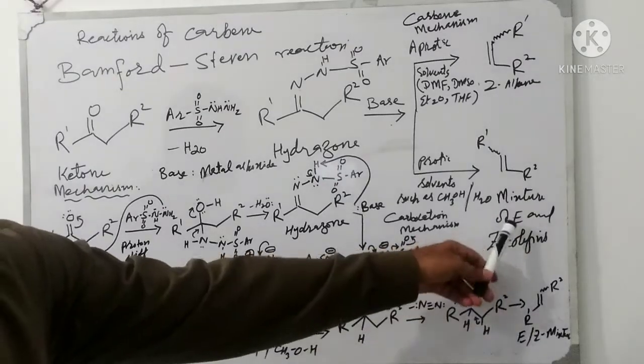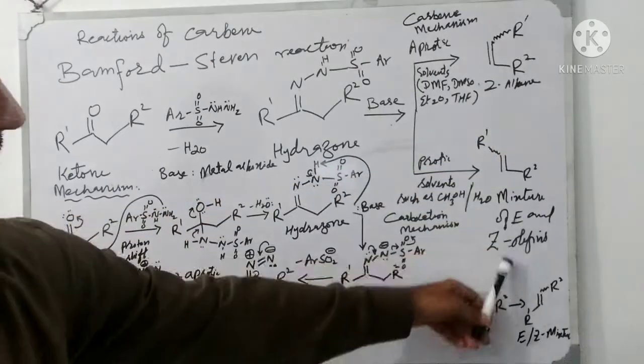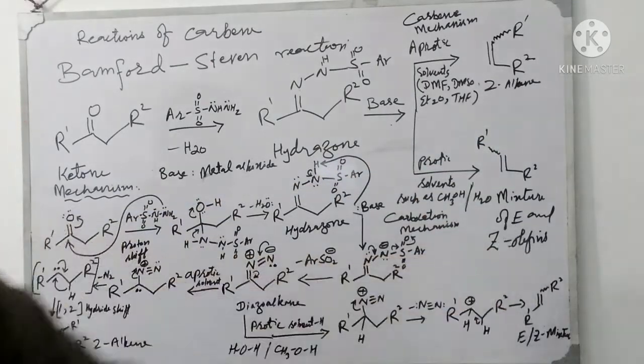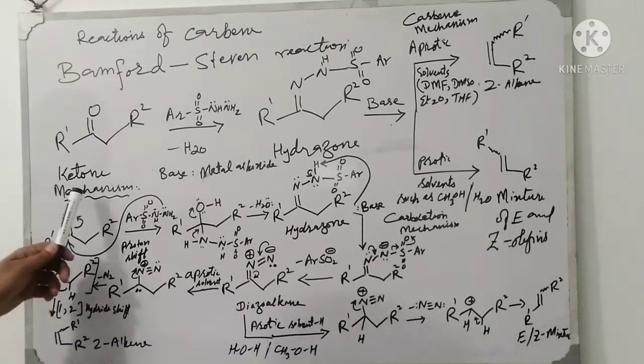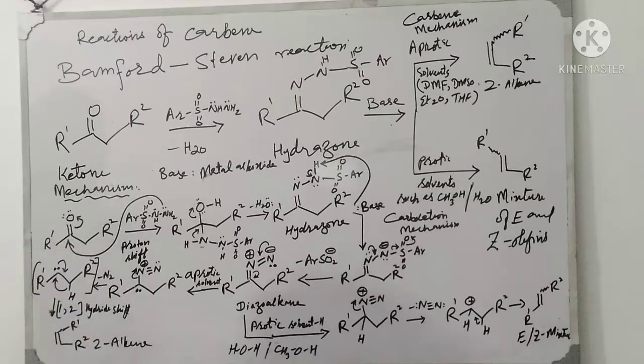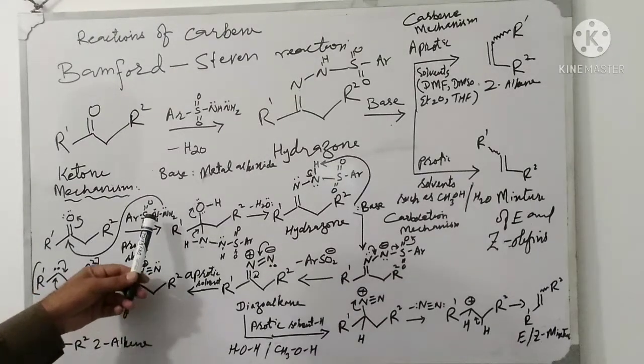So here Z is used for zusammen. This is a German word which means cis, and E stands for entgegen. This is another German word which means trans. So this is the mechanism of the Bamford Stevens reaction. First step in this reaction is the formation of the hydrazone, as we started from ketone. So the first step is the synthesis of the hydrazone.